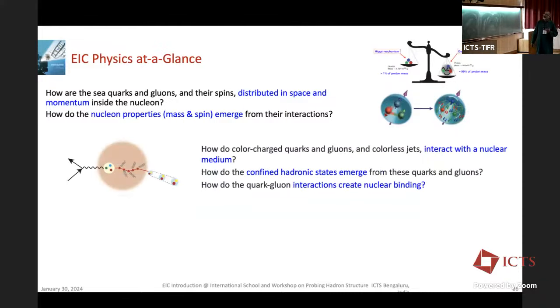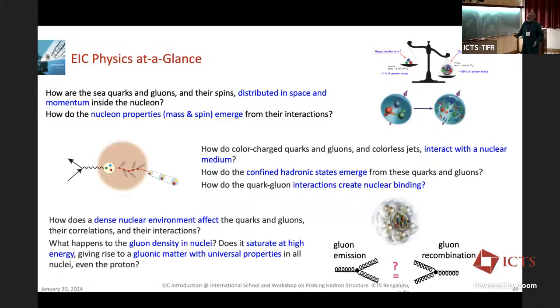The three parts on which we built our case: first, how are the quarks and gluons and their spins distributed in space and momentum inside the proton? Remember, now we have to go to space and momentum because we have to go into three-dimensional pictures. Not just the momentum distribution, but also the position distribution, and all. So that's what we need. Second, how do the properties of the proton emerge from those interactions? That's something that we need to understand.